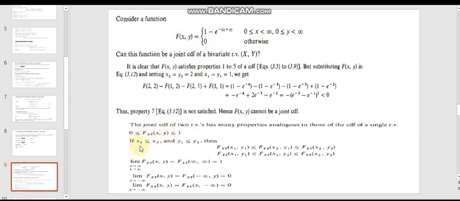Property number 2 is that if x1 is less than or equal to x2 and y1 is less than or equal to y2, then f sub xy of x1, y1 is less than or equal to f sub xy of x2, y1. When I incorporate x1 and x2 here, it fulfills this property. Similarly, when x approaches infinity and y approaches infinity, this function should be equal to 1.